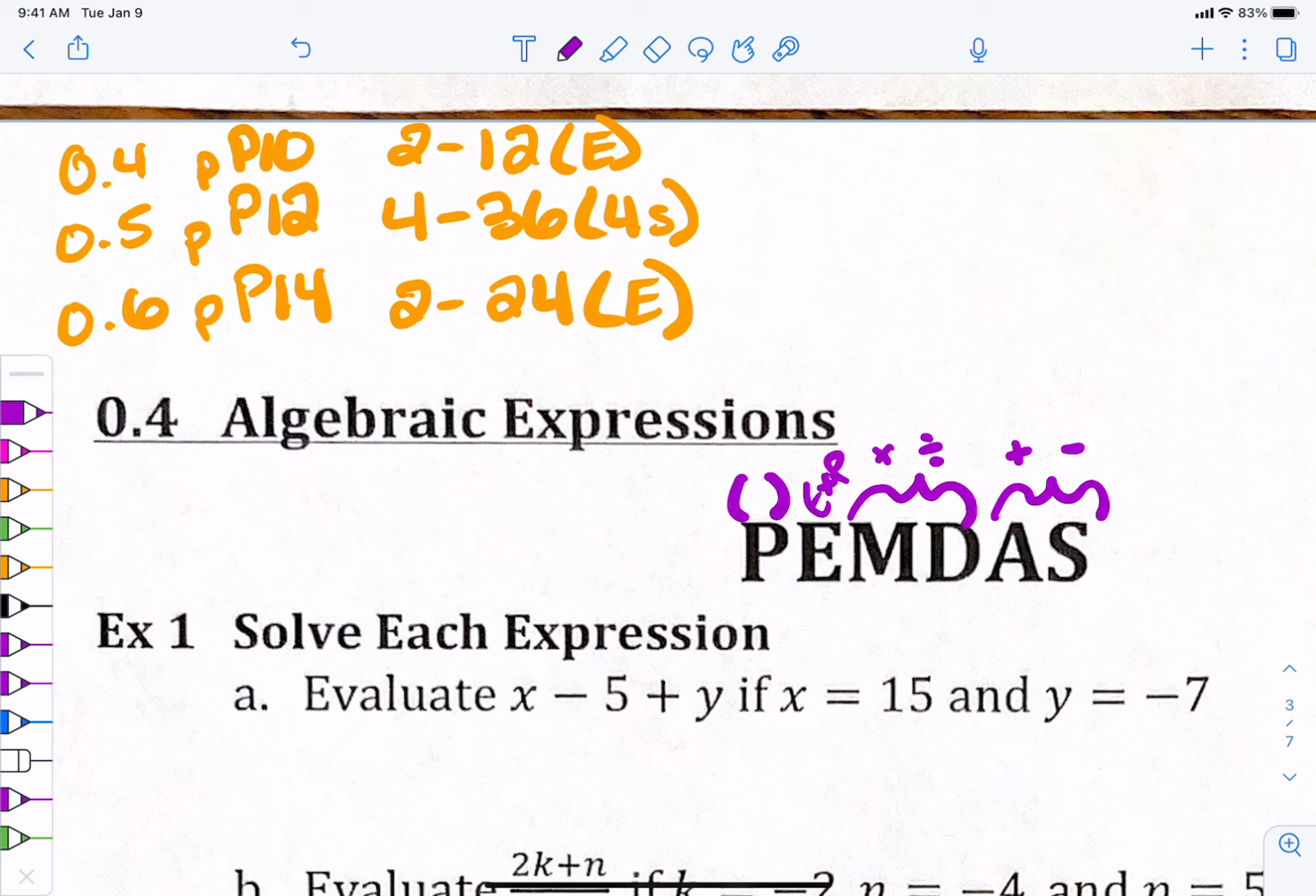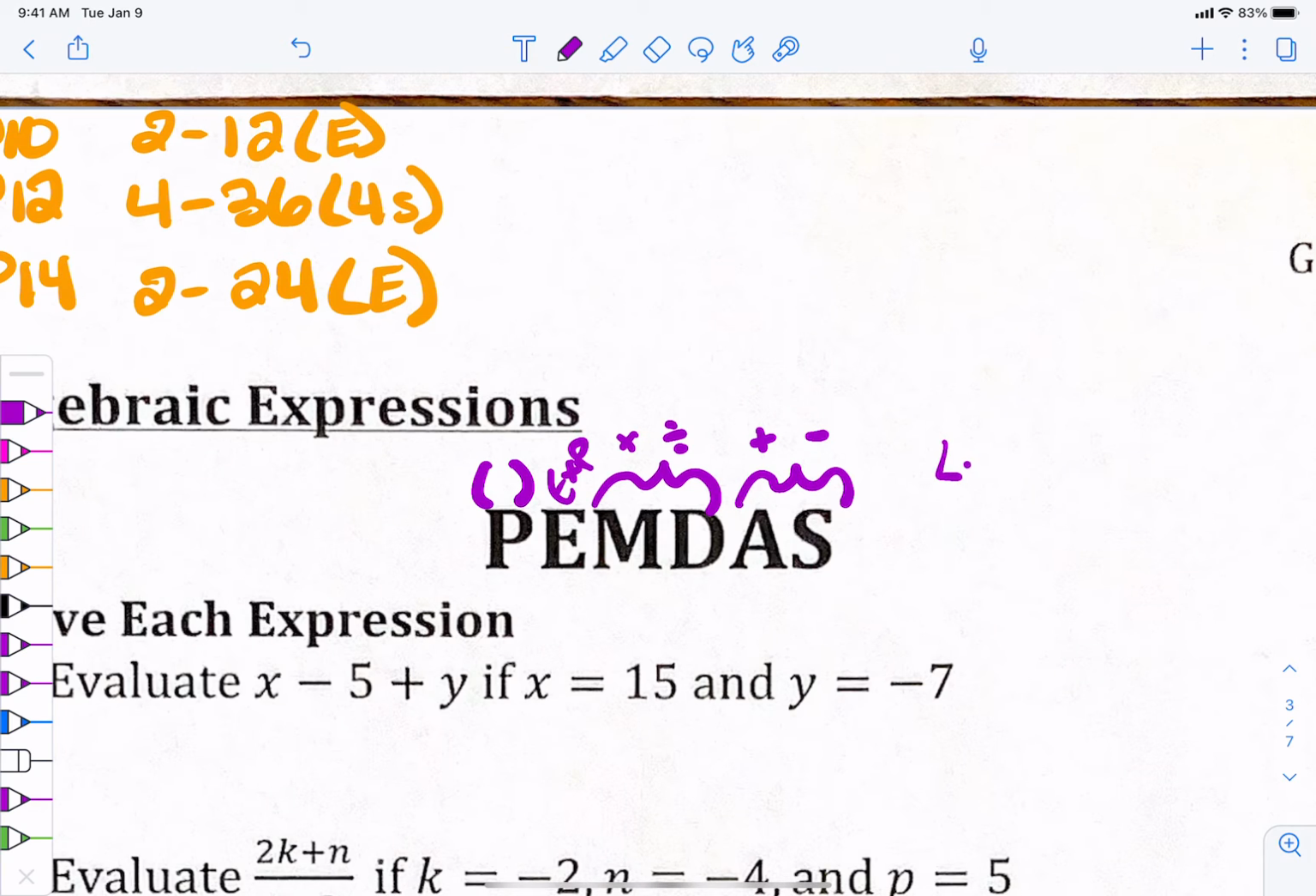Now what happens if you have multiple multiplication in there? You go left to right. So I'm going to put over here left to right. Everything is left to right, but you do them in that order.